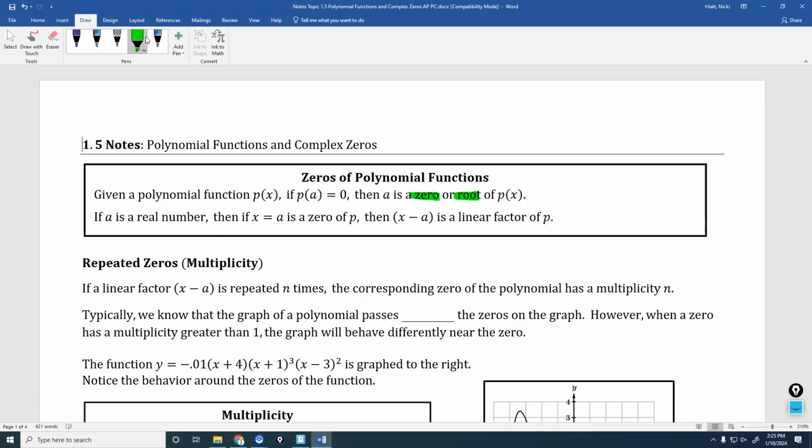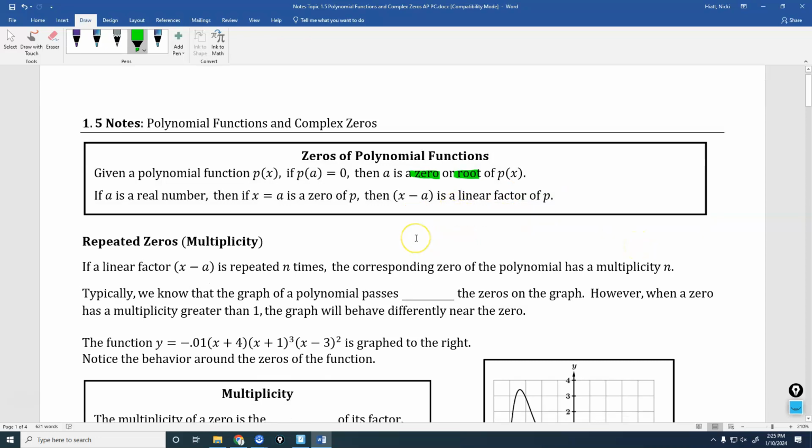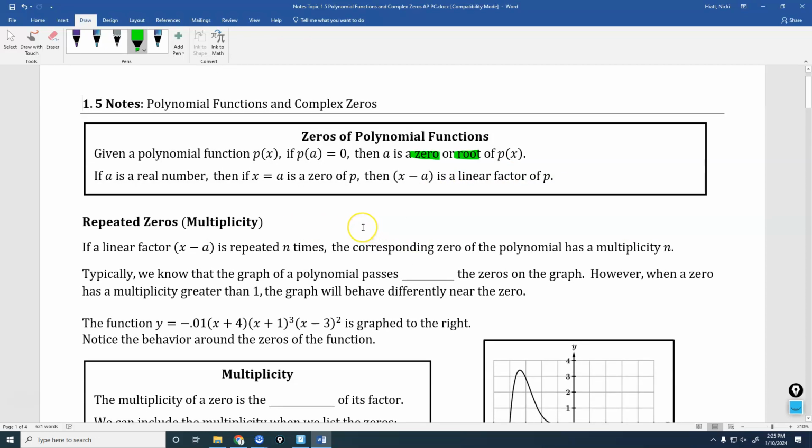If a is a real number, then x equals a is a 0 of p. Then x minus a is a linear factor of p. One other thing that I'm not sure if he puts in the notes later that you might want to know about this is if a is a real number, x equals a is a 0, it could also be called an x-intercept. That would be a real 0.